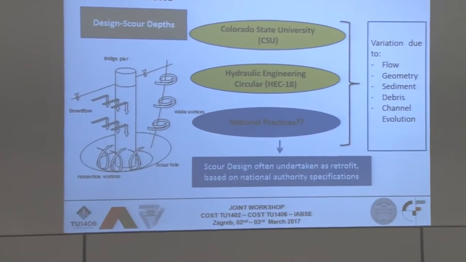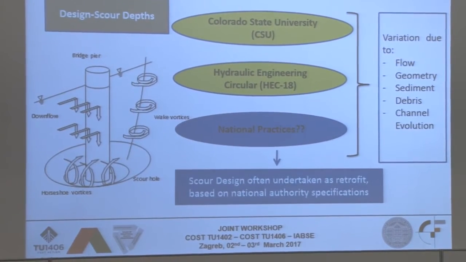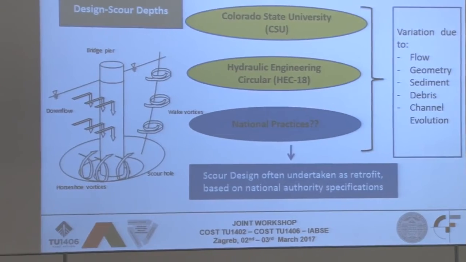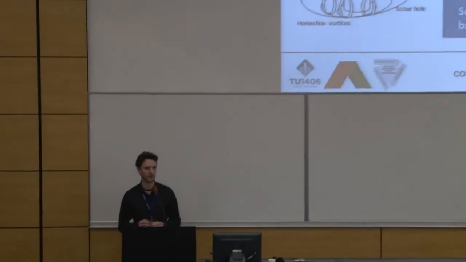And some of the things that we found is that to design a scour hole depends on the situation where the bridge is to be constructed, and it depends broadly on the flow conditions, geometry of the structure, the type of soil, the soil conditions themselves, the amount of debris that's expected in a channel, as well as natural channel evolution effects. You end up getting a wide variety of potential likely scour holes under an input of these parameters, depending on which method you're using.